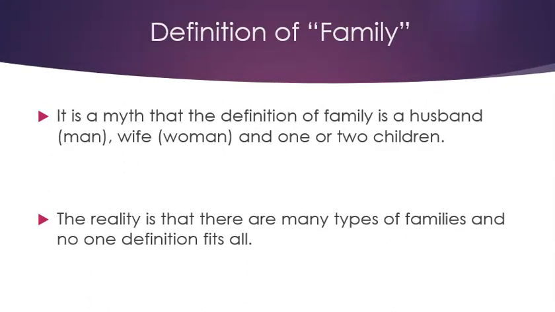So the readings talked about the definition of family. And one of the readings, I believe the Pullen reading, listed many variations of family. So it's a myth that the definition of family is a husband, the husband being a man, and a wife, the wife being a woman, and 1 or 2 children. Reality is that there are many types of families, and no one definition fits all.